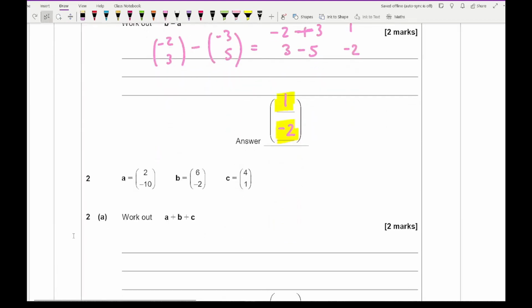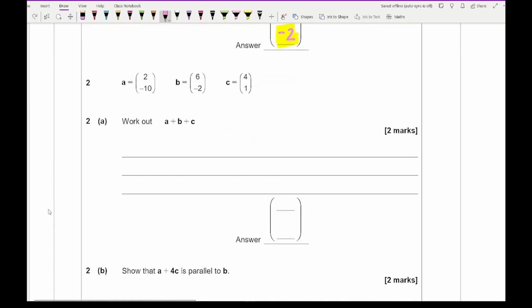Moving on to question 2, it says work out A plus B plus C. So here I've got 2, minus 10, I've got 6, minus 2, and 4, 1, and I need to add them all together.